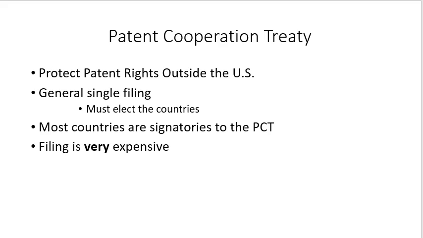Finally, I just want to talk again about international issues. The Patent Cooperation Treaty. This is used to protect patent rights outside the U.S. And for countries that are part of this treaty, a general single filing electing those countries will act as a filing in all those countries. So if you want a patent in Germany, a patent in Italy, a patent in England, you just file with one of those countries and ask that it go through the PCT.